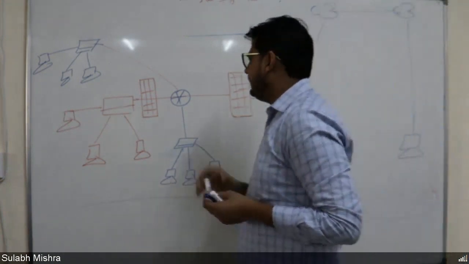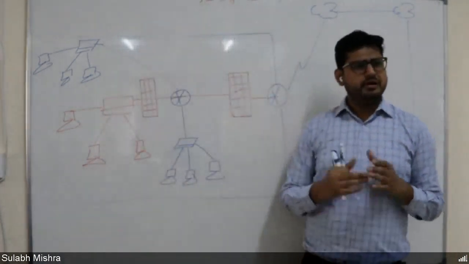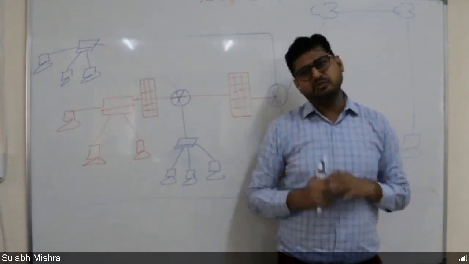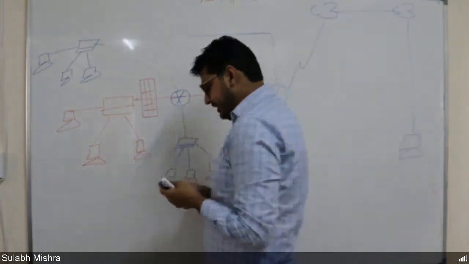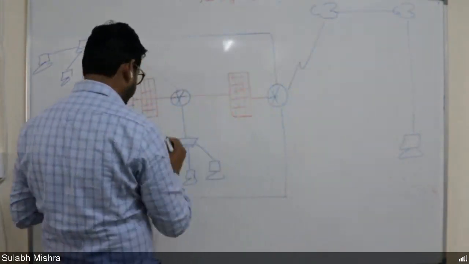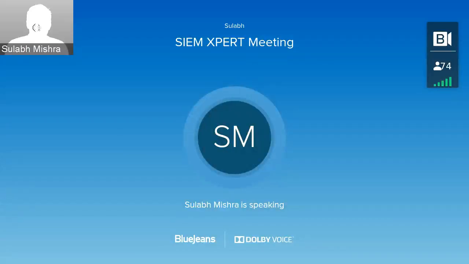So as I said, in companies, networks are divided into several zones, right? One of the zones in a company will have several servers and several applications, like your website and web applications, which have to be accessed by a public user.